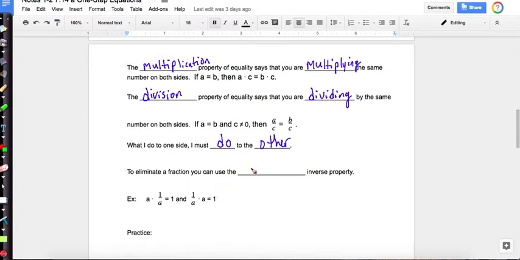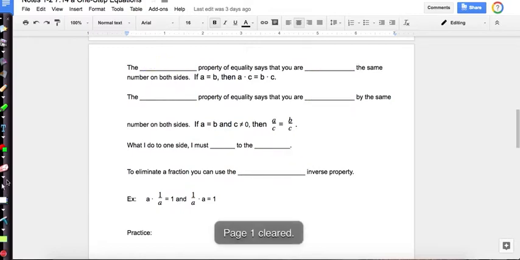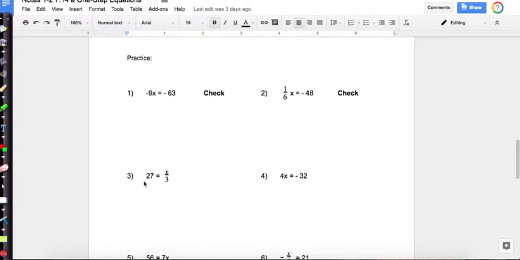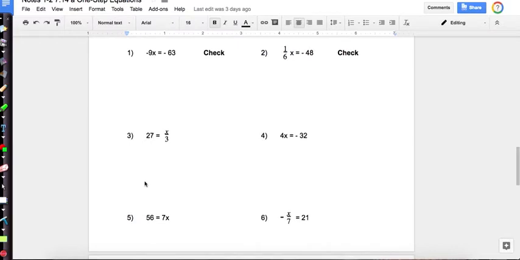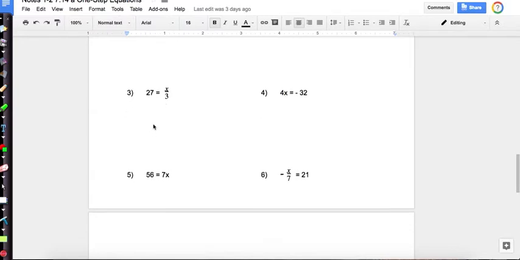To eliminate a fraction, you can use the multiplicative inverse property, which says A times 1 over A equals 1. And 1 over A times A also equals 1. Okay, now let's do some practice. And once again, we're going to check the first two, and then the others we can check using a calculator.